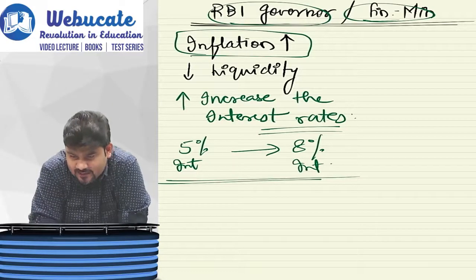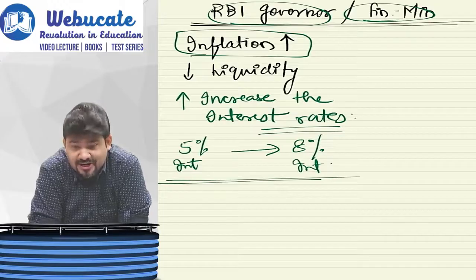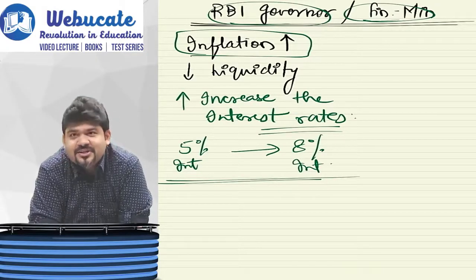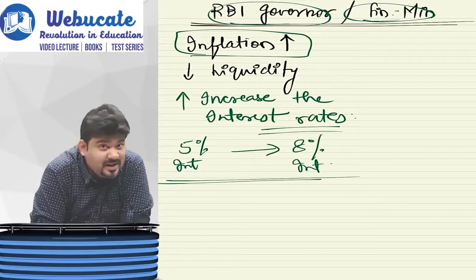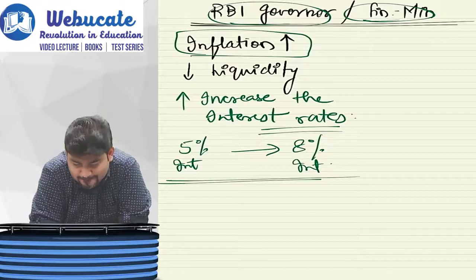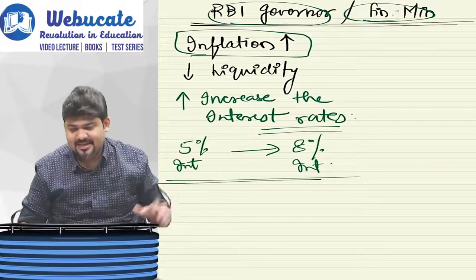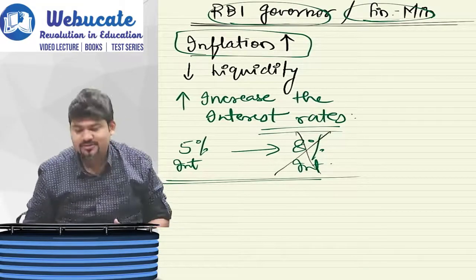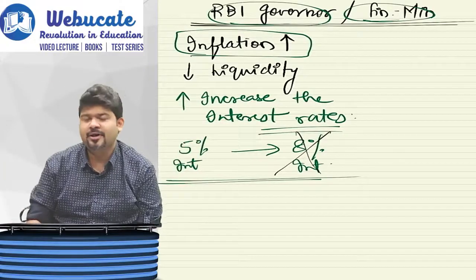Think and tell. So inflation is increasing. You know that now I have to control the liquidity. In order to control the liquidity, I have a best idea. I will increase the interest rates. Now, when the interest rate increases, will you take the loan or not? Think and answer. Everybody is saying the same thing. Sir, definitely we will not take the loan. Previously it was available for 5%. Now it is available at 8%. I will not take the loan.